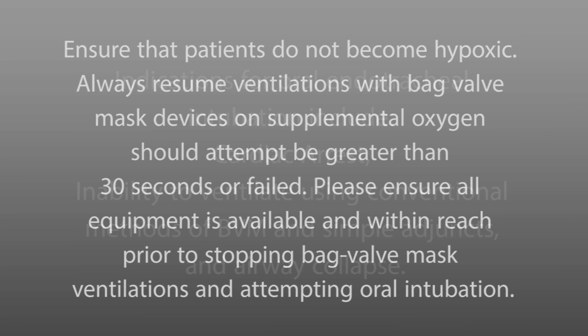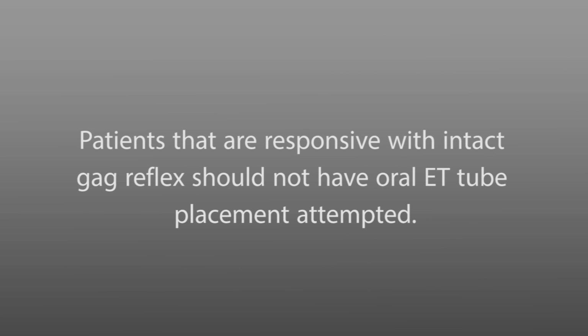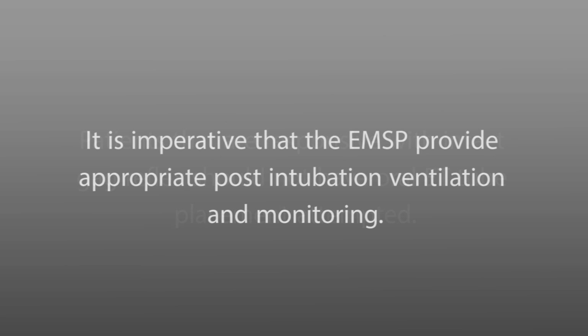Please ensure that all equipment is available and within reach prior to stopping bag valve mask ventilations and attempting oral intubation. Indications for oral endotracheal intubation include cardiac arrest, inability to ventilate using conventional methods of BVM and simple adjuncts, and airway collapse. Patients that are responsive with intact gag reflex should not have oral ET tube placement attempted. It is imperative that the EMSP provide appropriate post-intubation ventilation and monitoring.